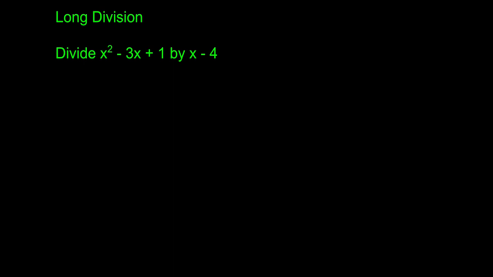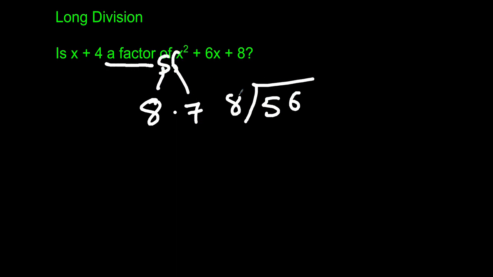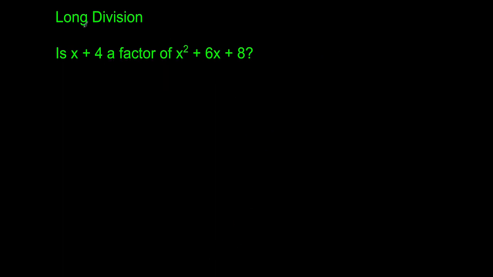If you need extra help on a problem like that, this will be on the extra help video. I'm going to do it one more time here, but to answer a slightly different question. Is this a factor? Remember, 8 times 7 was a factor of 56, because when you do 56 divided by 8, you get 7 with a remainder of 0.